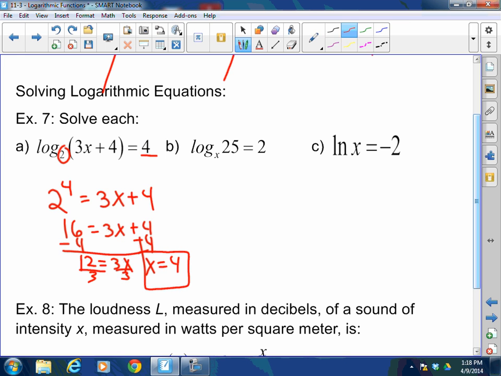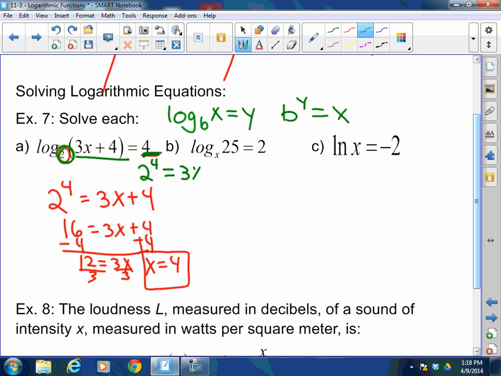Okay, hold on. Didn't we say that log base b of an answer equals y? Doesn't that turn into b to the y power equals x? Isn't that my base? Isn't that my exponent? So 2 to the 4th power equals the answer, 3x plus 4. Does that make sense here, guys?